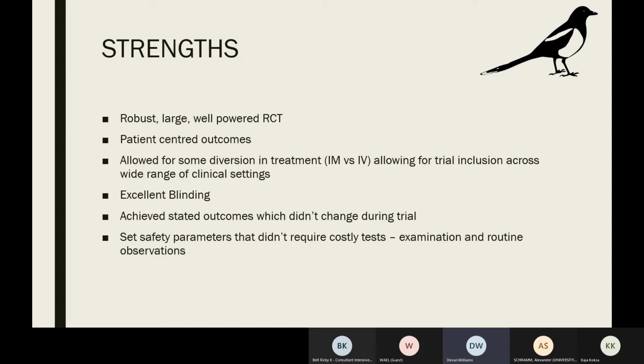And I think, for the majority of the outcomes that they stated, they did achieve those. And they did have good safety parameters for this test that didn't require any costly tests such as running magnesium serum levels. They were just things you could do at the bedside.